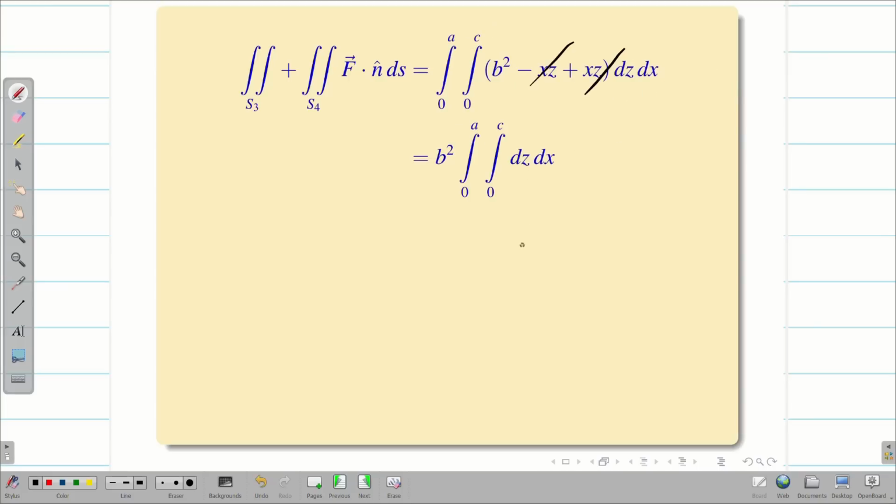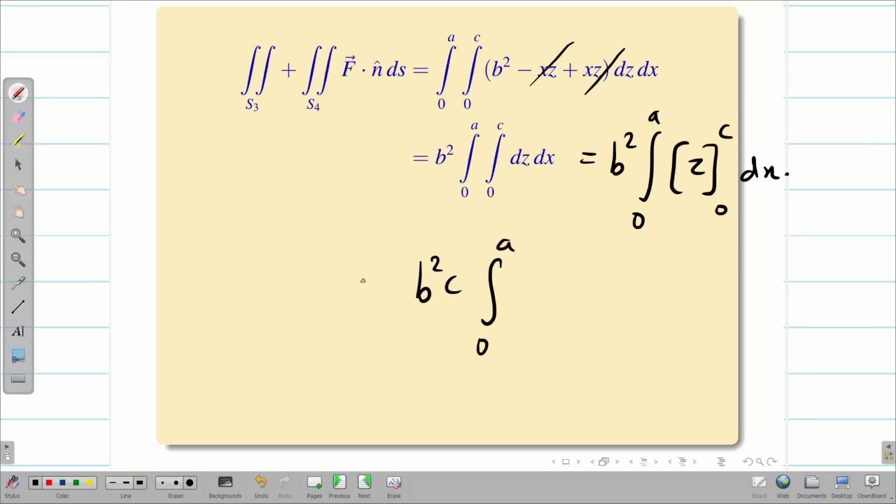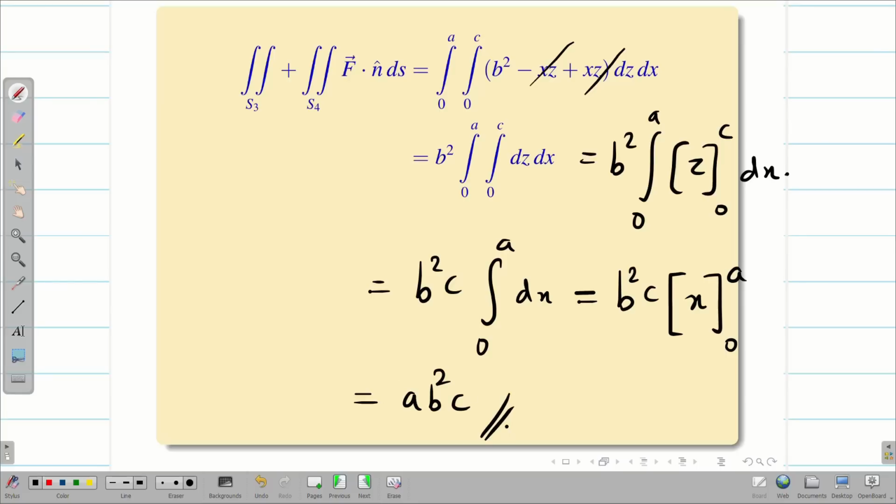Integrating with respect to z, we'll be getting b square integral 0 to a, z 0 to c dx. Substituting the limits, we'll be getting b square c integral 0 to a dx. Integrating this with respect to x, we'll be getting x. My lower limit is 0, upper limit is a. So a b square c is going to be my answer.